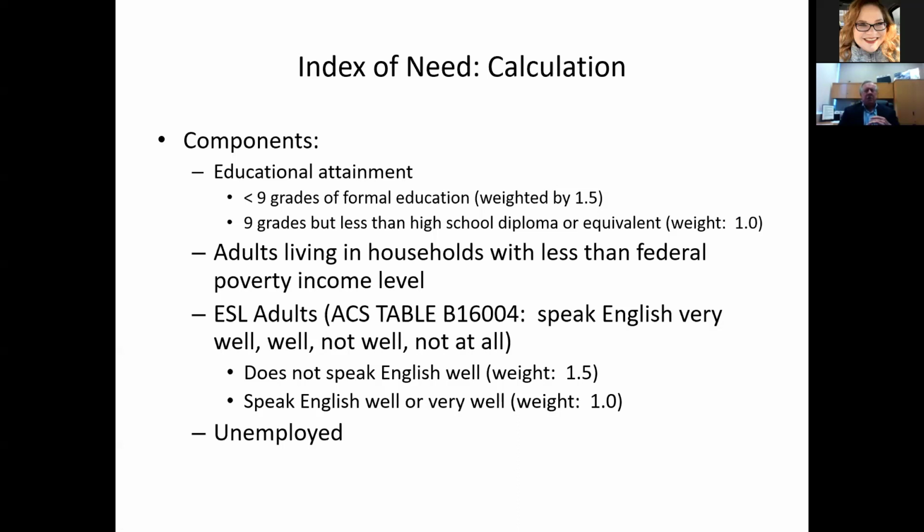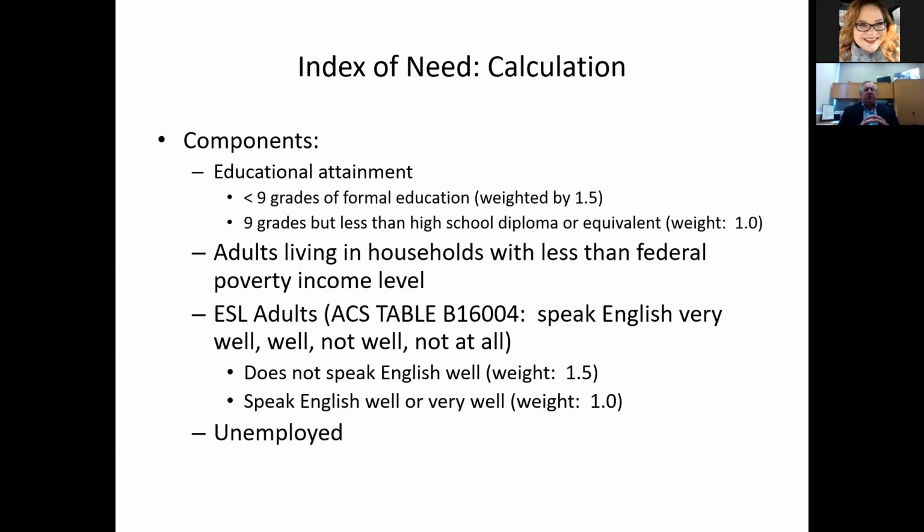ESL households are taken from an American Community Survey table, B16004. But what's important about that table is that the households are asked to assess their ability to speak English. They are given 4 choices: they speak English very well, they speak English well, they speak English not well, or they speak English not at all. We combine the latter 2 categories, not well and not at all, into a category called does not speak English well, and we weight the numbers in that category by 1.5. Then we combine well and very well, and weight that by 1.0.